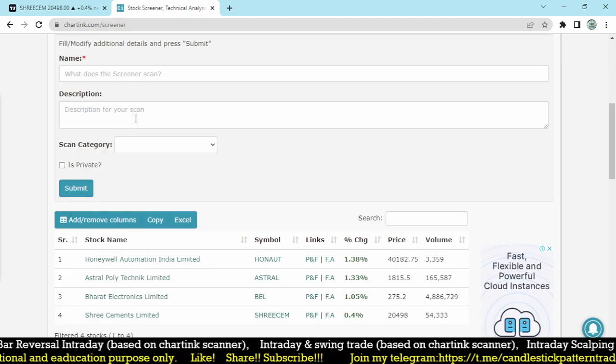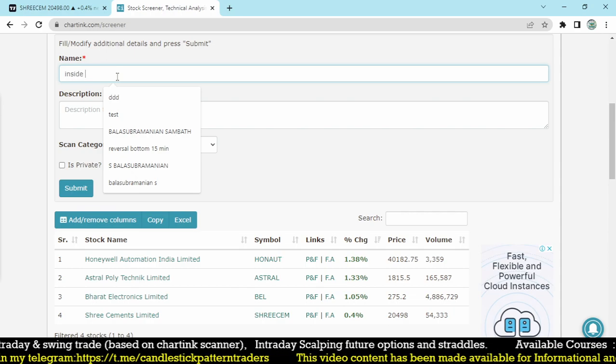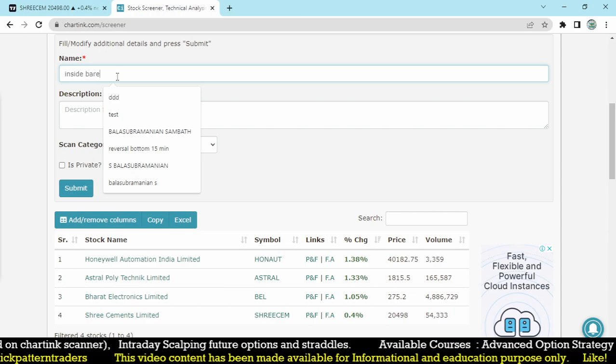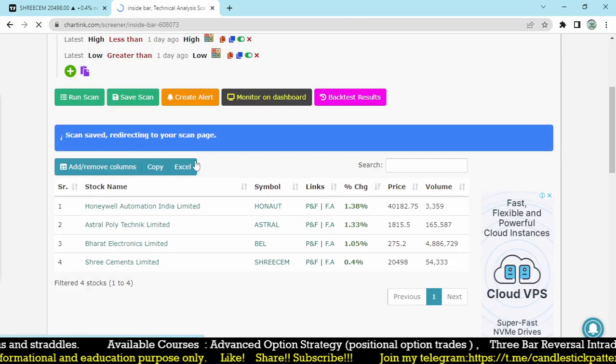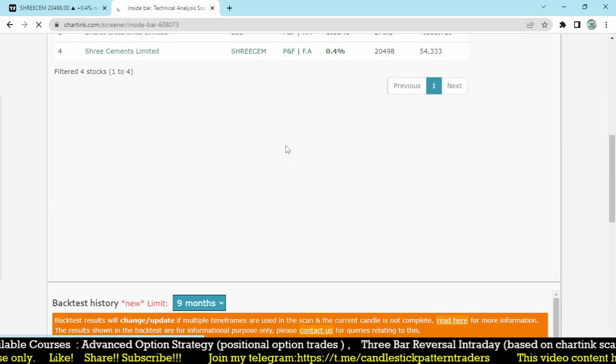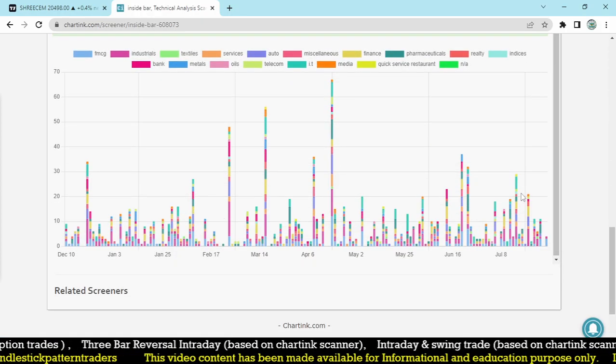Let me save the scan as inside bar. So this is how we find inside bars. Let's see how many stocks it forms daily. So n number of stocks, correct?